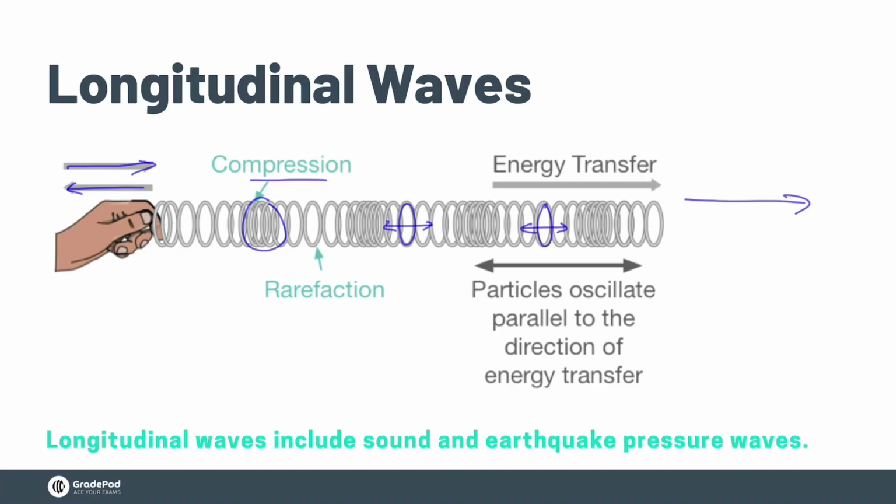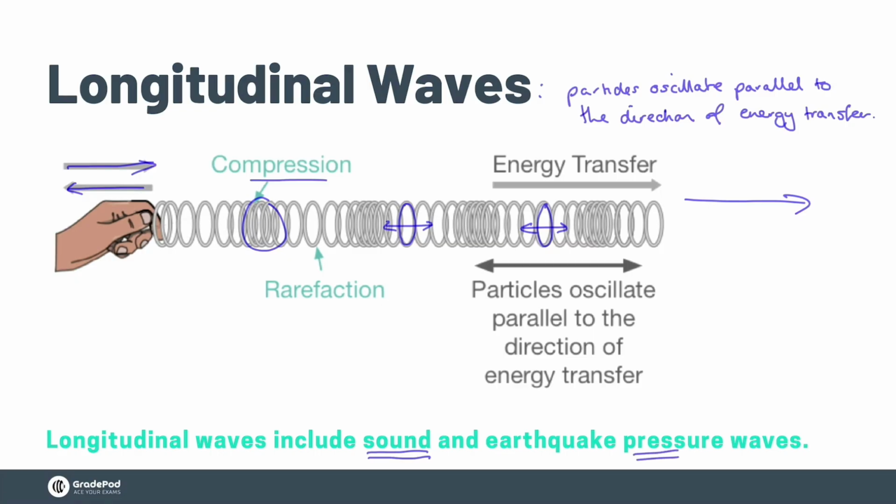So we could say that our definition of a longitudinal wave is not particles oscillate at right angles. We simply say particles oscillate, and again that's a fancy word for move back and forth, parallel to the direction of energy transfer. And examples of longitudinal waves include sound waves, and earthquake pressure waves are also longitudinal waves.